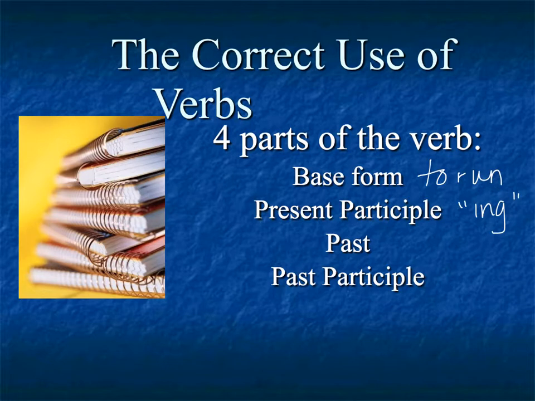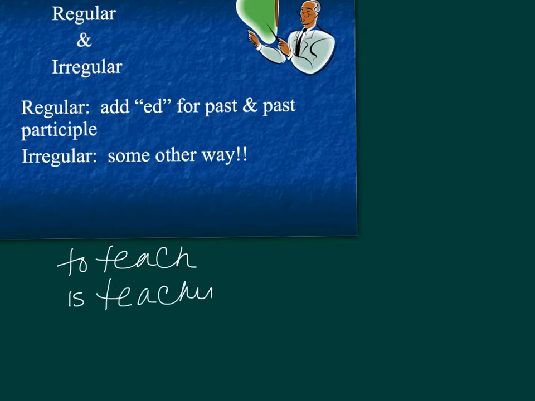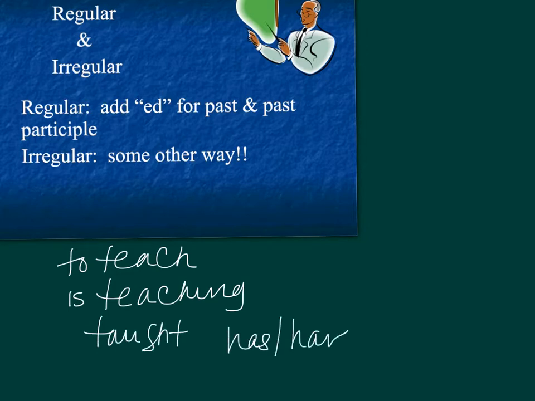The past would be the ed form for regular verbs, and the past participle would also be the ed form for regular verbs. Irregular verbs conjugate in a way that is other than the ed form. For example, if the verb is to teach, it would conjugate as teaching, taught, has or have taught. So irregular verbs do not follow the regular ed pattern.